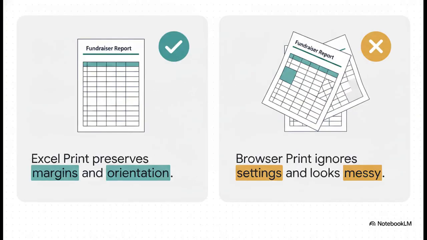Now, for folks using Excel for the web, there is a massive point of confusion when it comes to printing. You must always use Excel's internal file print command rather than just clicking your web browser's generic print button up top. Excel's print settings actually preserve all your hard work, your margins, your orientation, and your selected ranges. The browser's print function, it ignores all of that and usually hands you a very messy split-up table.